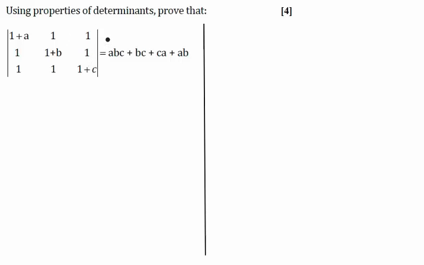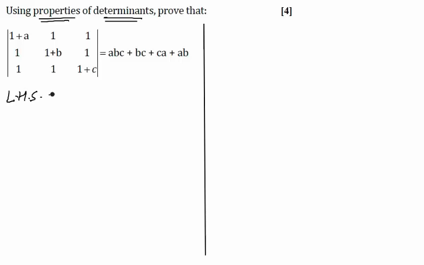Okay, so this is a very straightforward question. Using the properties of determinants, I have to prove that this LHS determinant on simplification will give me ABC plus BC plus CA plus AB, right? So one idea is to just open this, but since the question clearly states that we have to use the properties of determinant, we will have to follow some steps in which we will use some transformations.